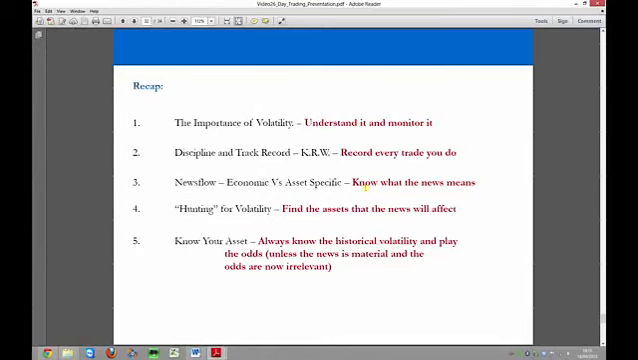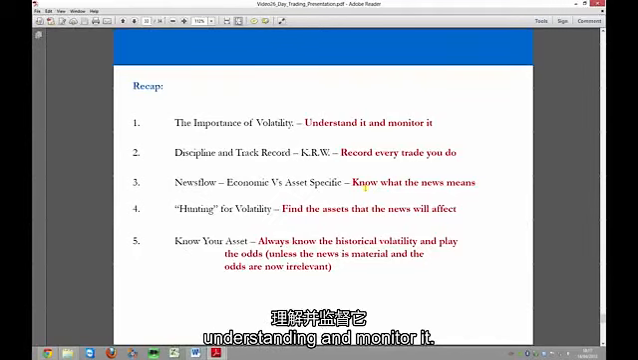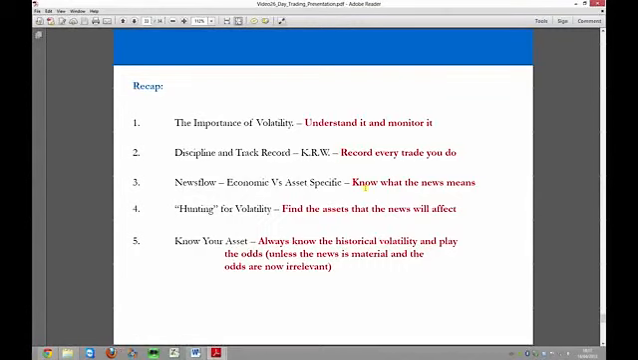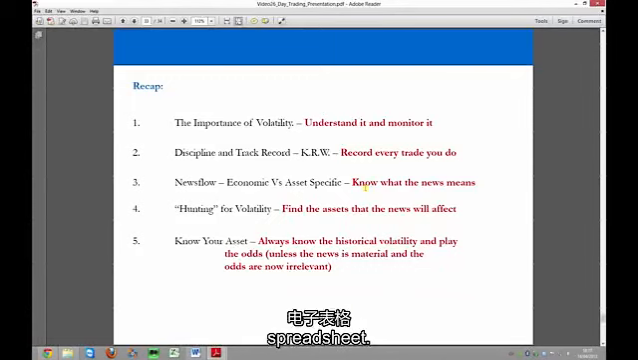So, as a quick recap, just know the importance of volatility, understand it and monitor it, watch the video series as many times as you can. Secondly, discipline and track record when day trading. Record every trade you do and do it in a separate Kelly criterion spreadsheet to your portfolio management Kelly criterion spreadsheet.